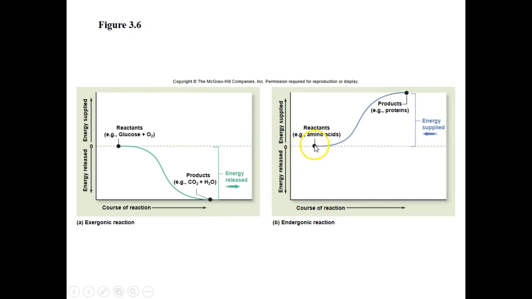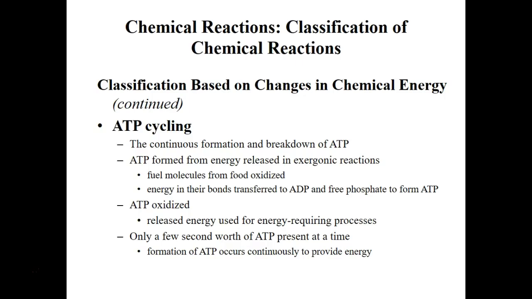So here we have amino acids. And we can build peptide bonds between the amino acids, producing a protein. So we have to have energy supplied to produce these proteins. So when we need energy, we use ATP.